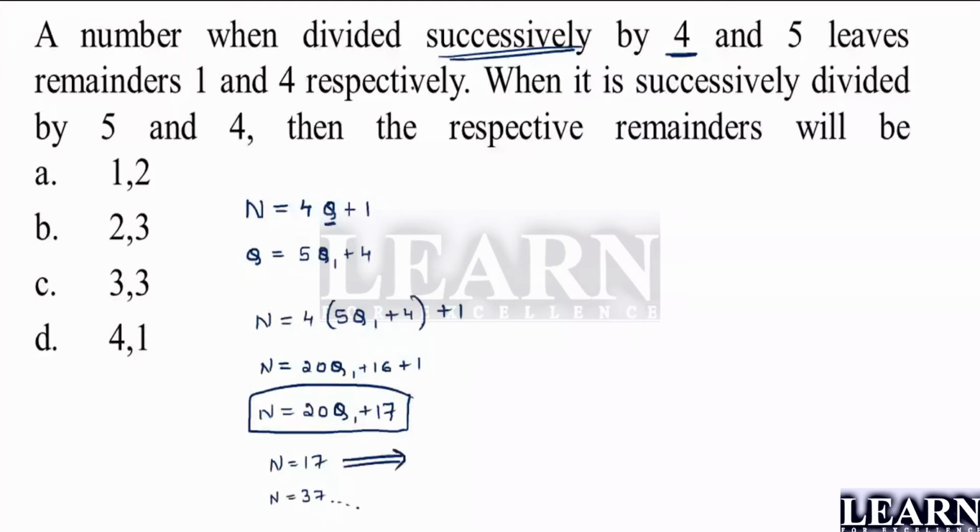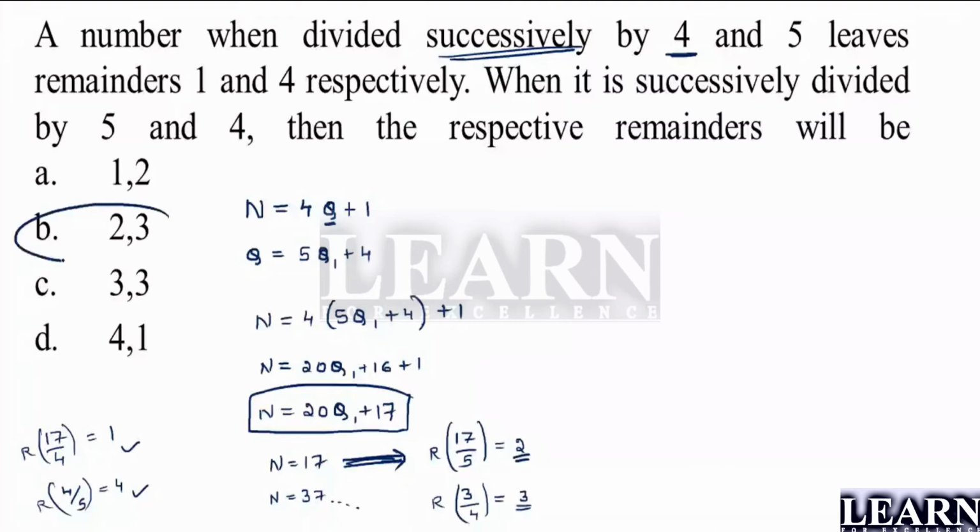If you divide 17 by 4, of course, you get 1 as the remainder, and the quotient is 4. When you divide 4 by 5, the remainder is 4, of course. Yes, it is matching. Now I'll proceed with the next one. Now when 17 is divided by 5, the remainder is 2 and the quotient is 3. Dividing 3 by 4, the successive division, you get the remainder as 3. So the answer will be 2 and 3.